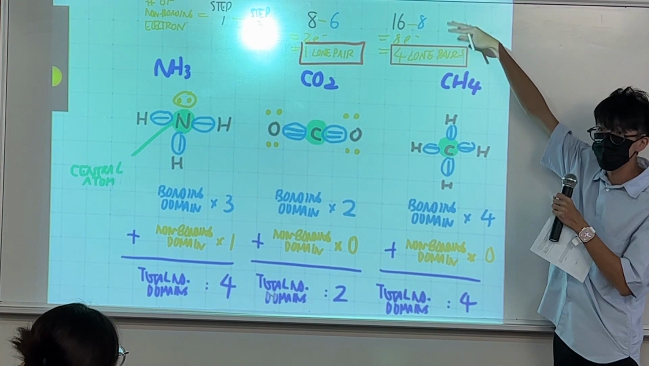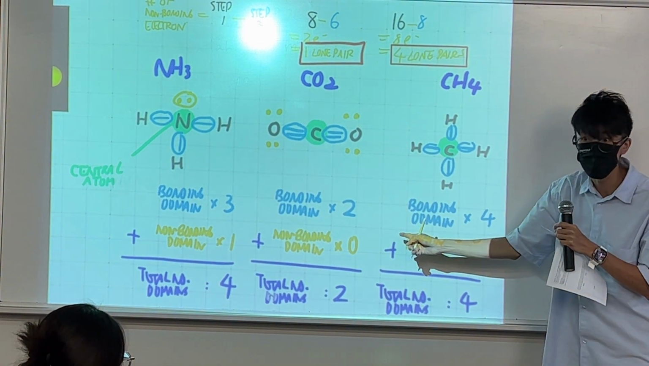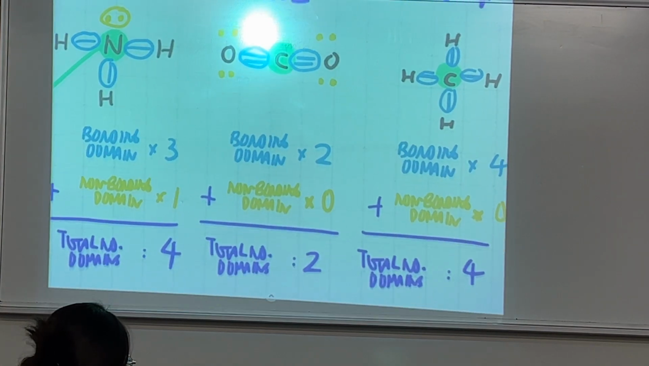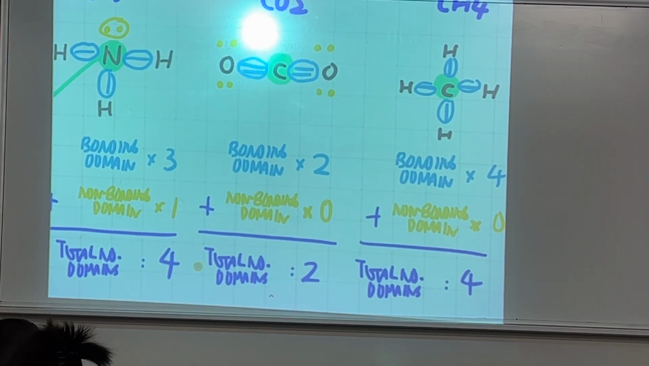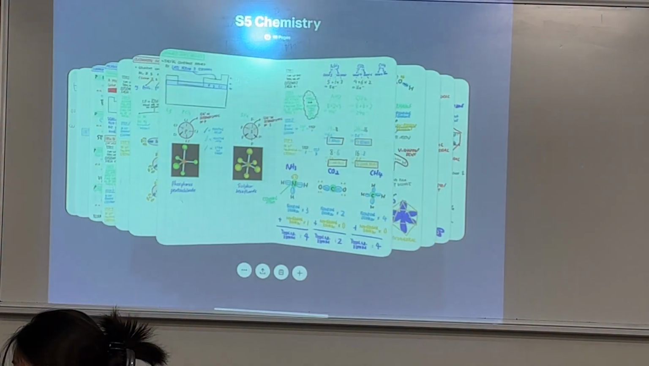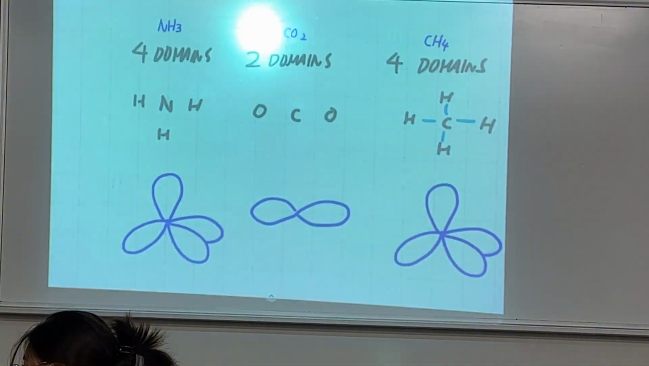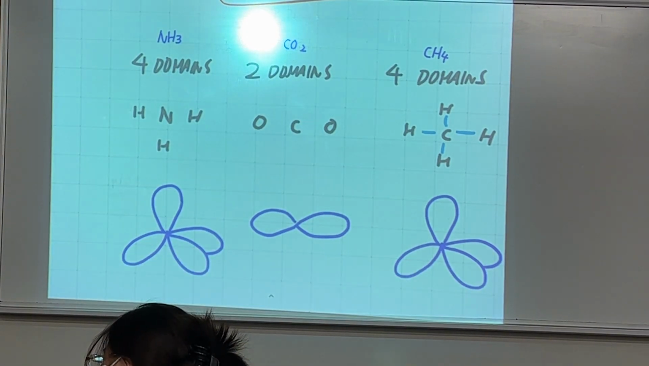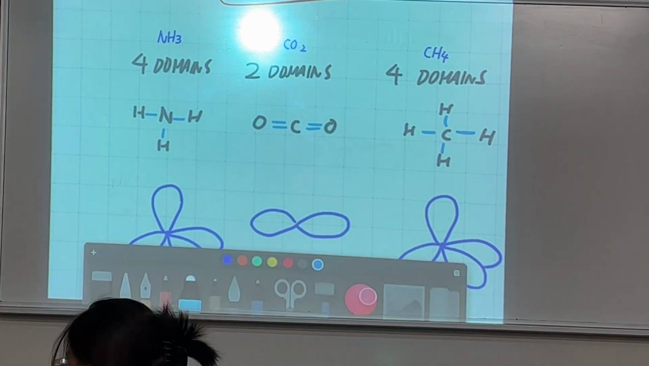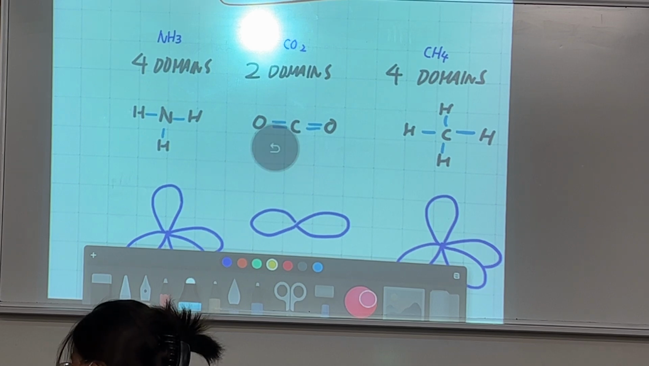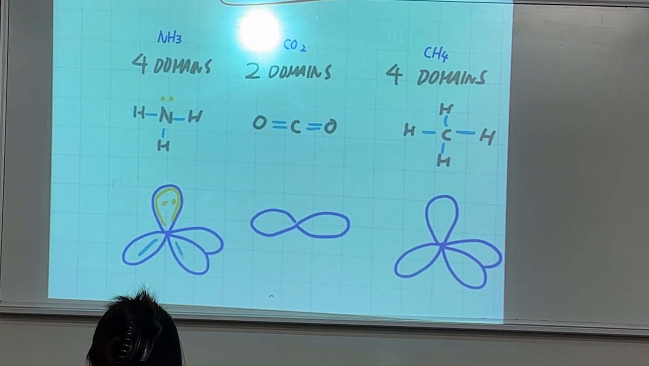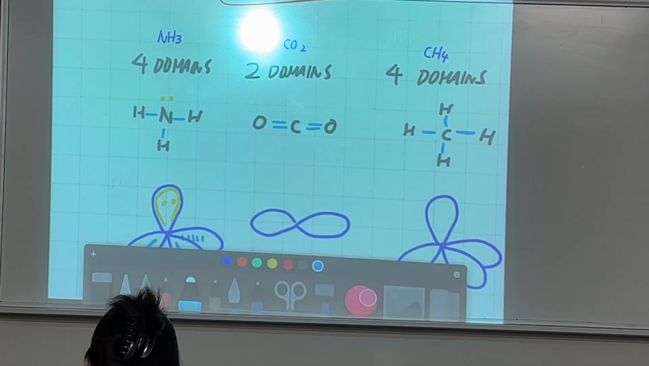Of course, you need to do those calculations on top first before you can get to this stage, right? So when you go back here, we have the 4 domains, 2 domains, and 4 domains. This is how you know you must draw something that looks like this. But these domains, some are bonding, some are non-bonding. So you need to reflect that now. You have a non-bonding domain here, and then you have 3 bonding domains. So we draw it like this.